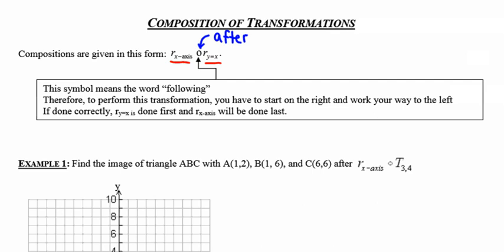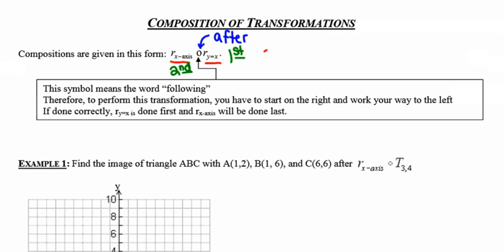So what that means is that in order to perform this transformation, we're actually going to start with the reflection in the line y equals x on the right and do that first. Then lastly, move to the left and do that reflection in the x-axis. So it's a little bit counterintuitive because we read left to right, but when we perform compositions, we actually perform them from right to left.